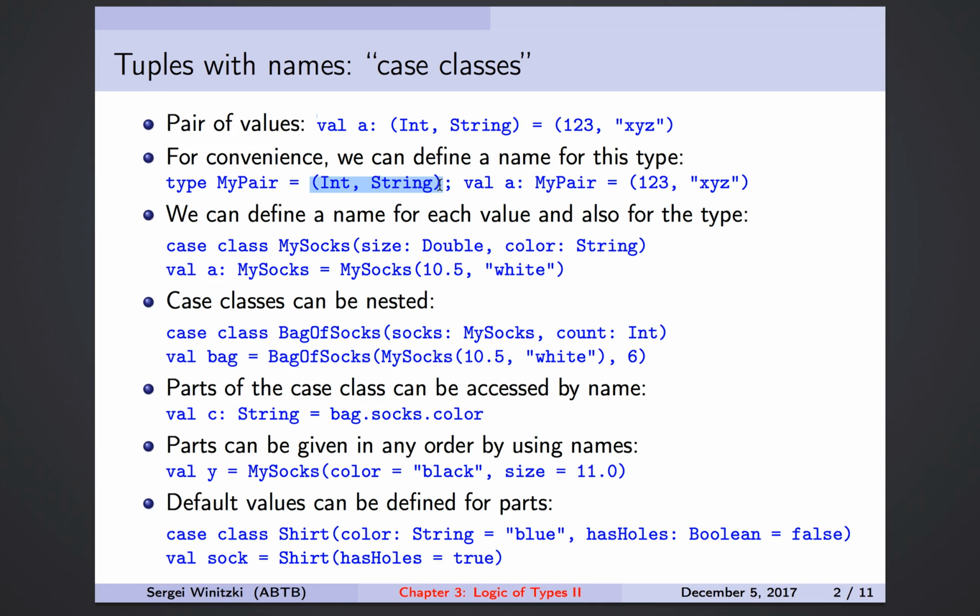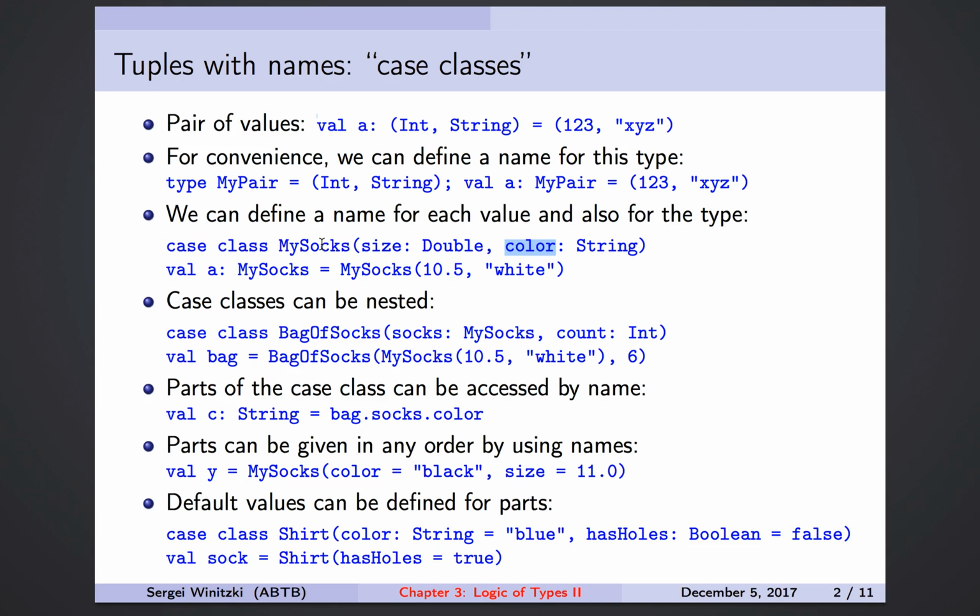For example, here is a much better way of defining a tuple with names, which in Scala is called a case class, but it's just a tuple with names. We put a name on the tuple itself and on each part. So it's still quite the same as a tuple of double and string, but now it is not confused with other tuples of double and string.